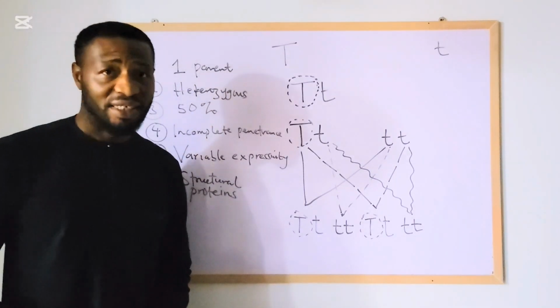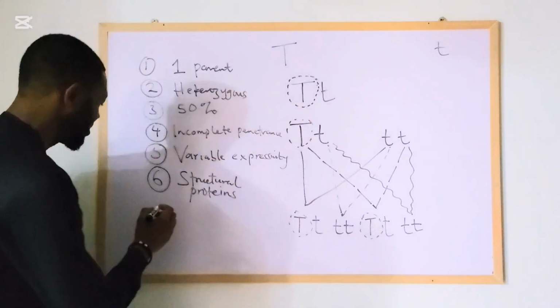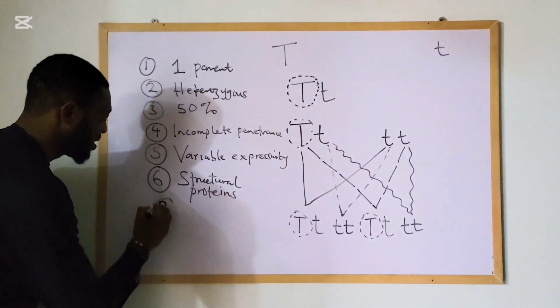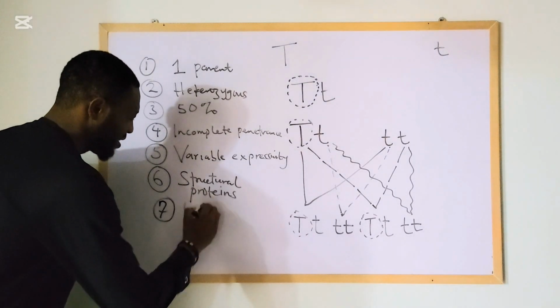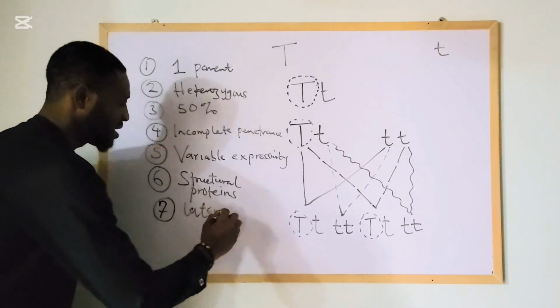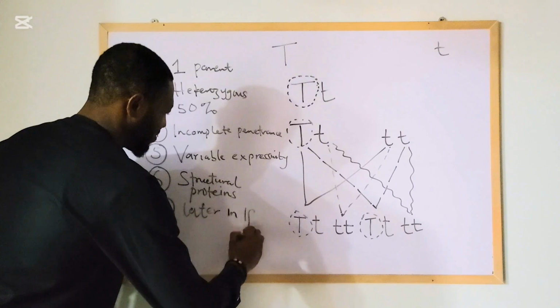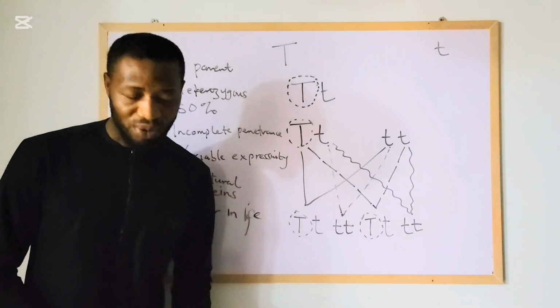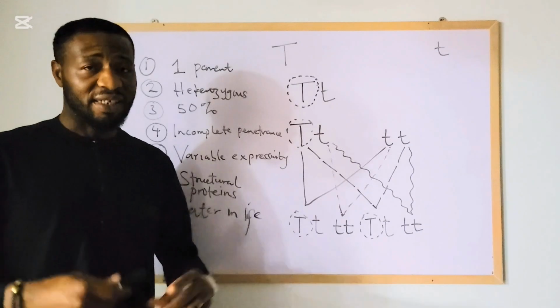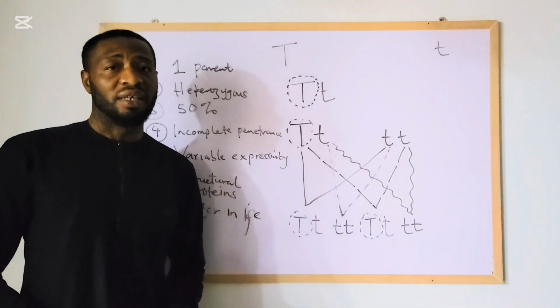Another characteristic of autosomal dominant diseases is that these diseases manifest later. They manifest later in life. They do not manifest early in life. So they manifest maybe in adolescence or early adulthood. Okay, those are some of the characteristics of autosomal dominant disorders.